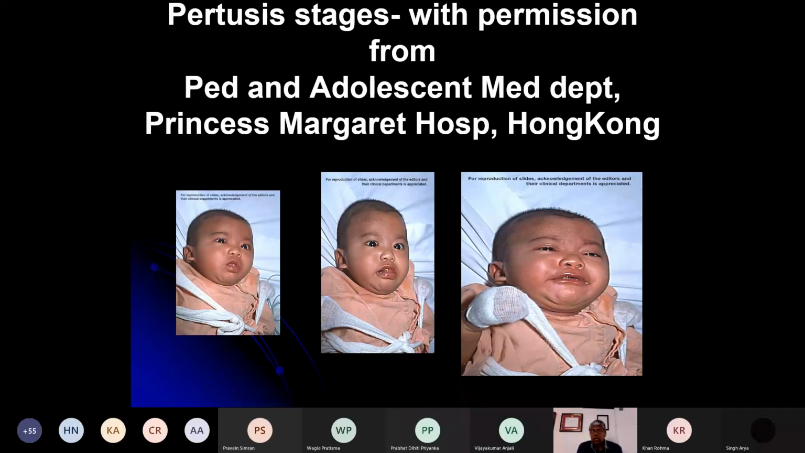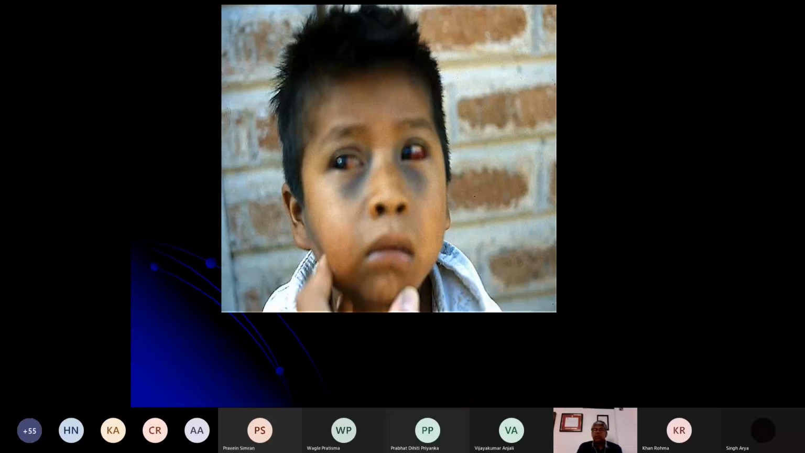Look at the nose. It is blocked already with the secretion. It's flaring because it is trying to take the breath in, but it is still not able to take a breath in. Look at the effort the child is making. This is tremendous, tremendous suffering for any child. If you have seen a case of pertussis, you'll be devastated just by looking at it.